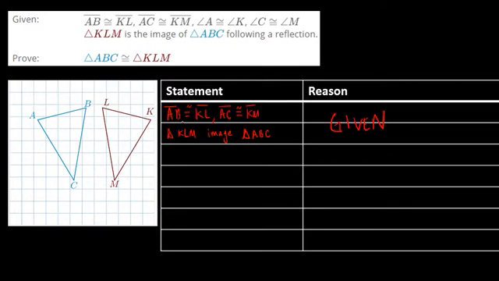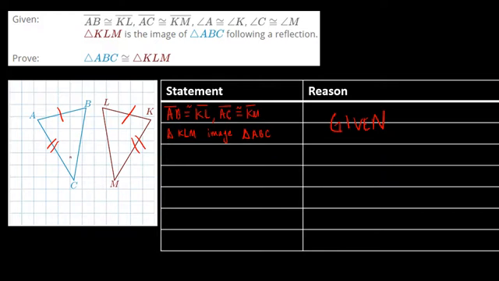Well, they say that AB is congruent to KL. The definition of congruency is something that's been discussed a lot. I discussed it in my last video, so if you're not sure what it means, be sure to pause this video now and go refresh your memory. Moving on, AC is congruent to KM.